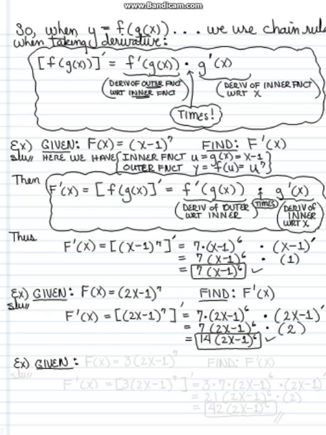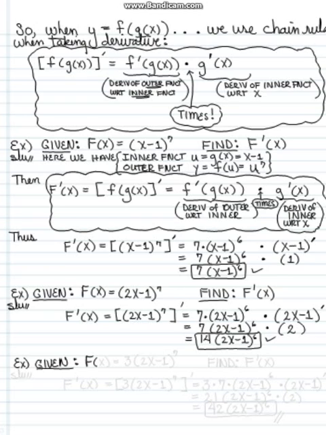So let me pause this again. See the difference? The difference between the first example and the second was that the g of x was more complicated. When we took the derivative of the inner function in the first example, we just got 1, because it was the derivative of x minus 1. But when we took the derivative of the inner function in the second example, we got 2 because that g of x, that inner function, was 2x minus 1.